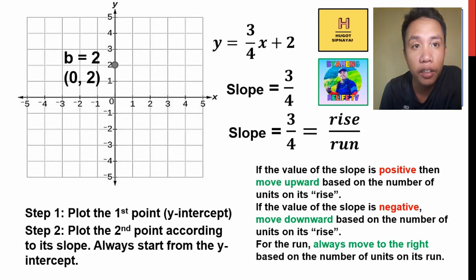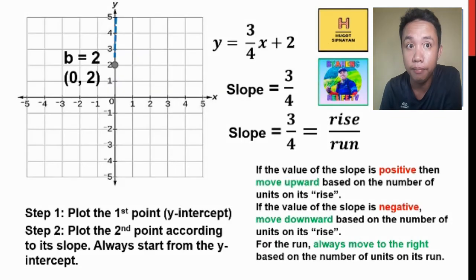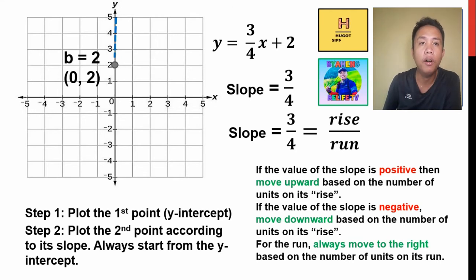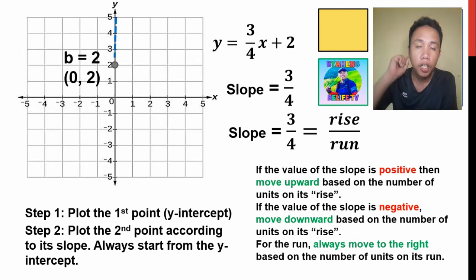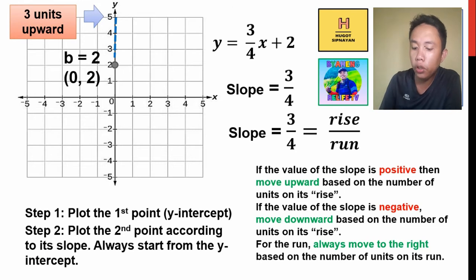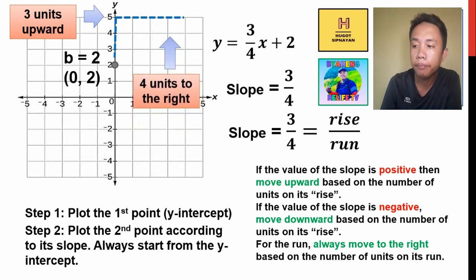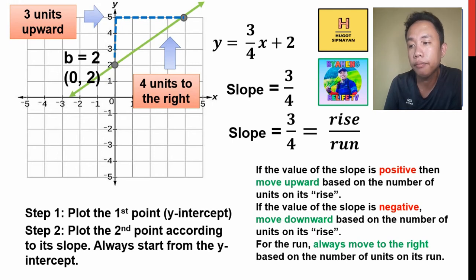We will count 3 units upward because 3 is positive. So, yun yung rule natin. Since positive tayo, 3 units upward. Okay? So, tandaan nyo, pag positive, upward. Kapag negative, downward. Ang run natin lagi ay to the right. So, 3 units upward, since positive ang 3 natin. 4 units to the right. We move the second point.